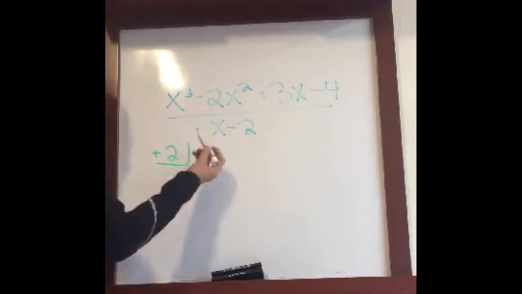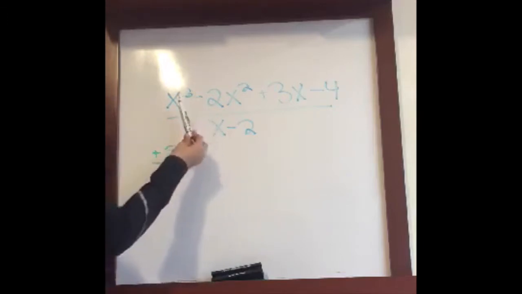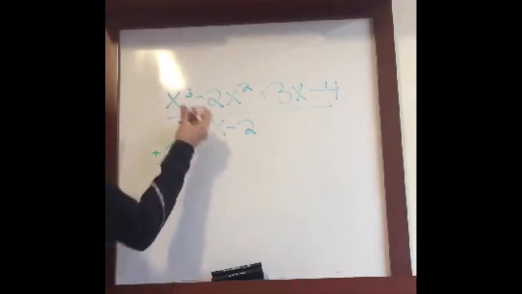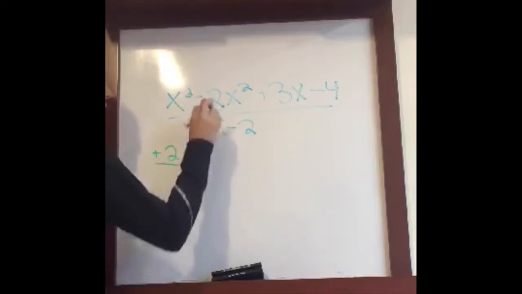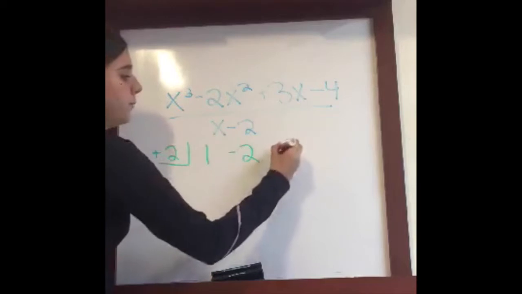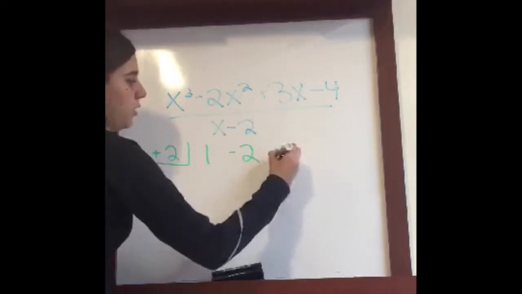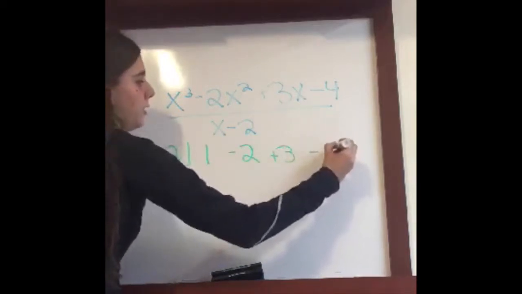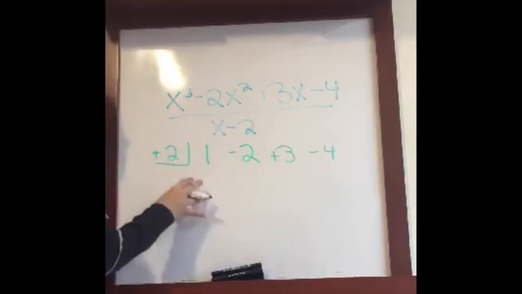Now we're going to take each coefficient of these polynomials. So they're going to be 1, -2, 3, +3, and -4. So this is our basic setup.